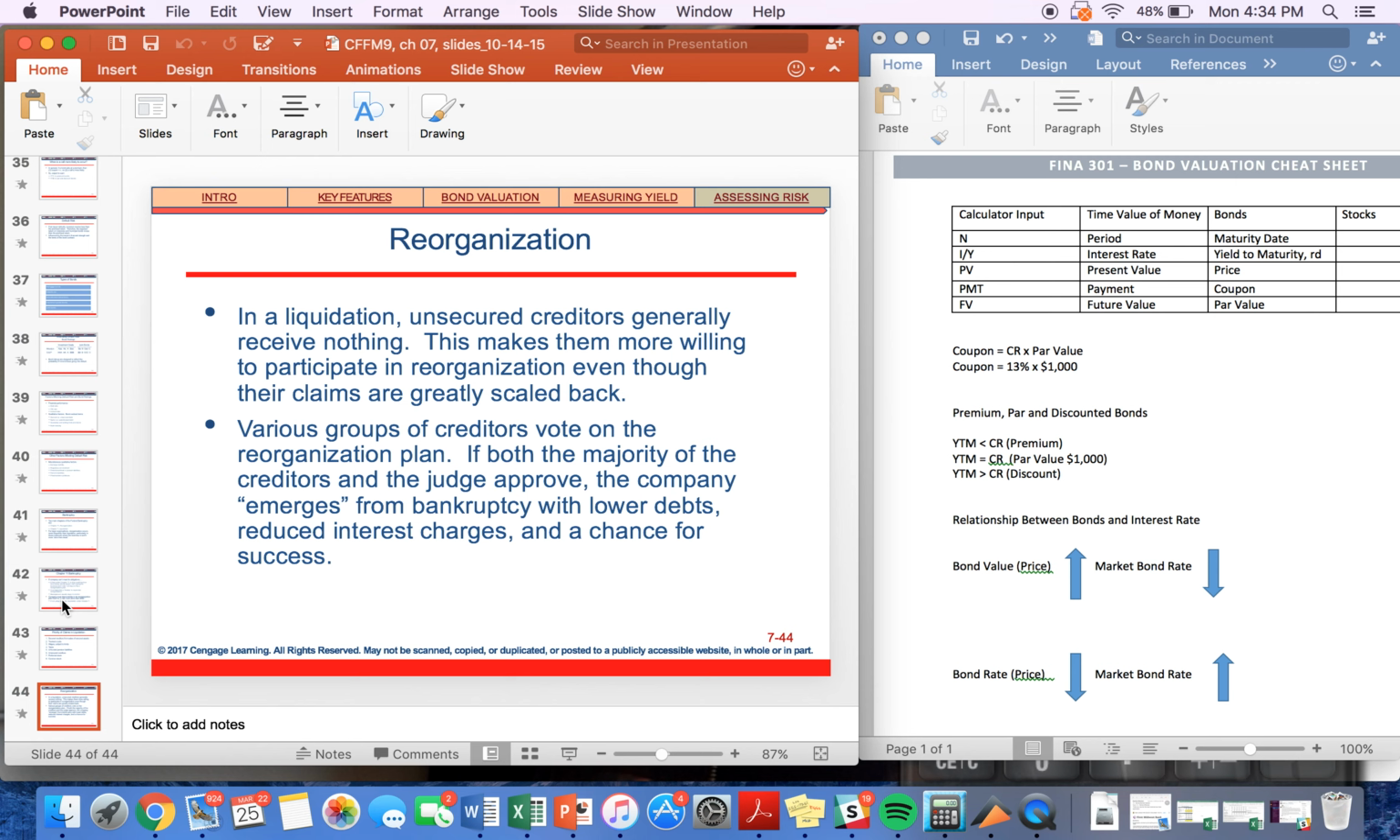So various groups of creditors vote on the reorganization plan, and if both the majority of the creditors and the judges approve, the company emerges from bankruptcy. And the nice part about a reorganization is that you lower your debts, you reduce your interest charges, and you have a chance for success, to thrive, to keep your head above water as a company. So that very thrilling rendition is bankruptcy within our corporate realm.